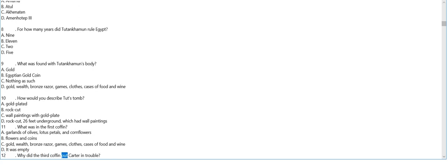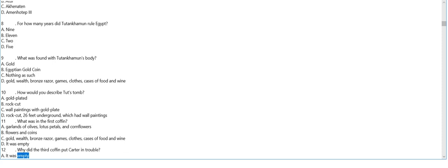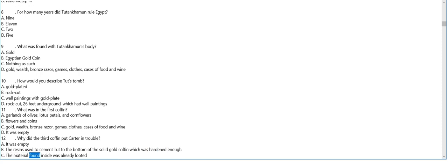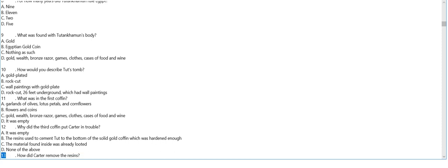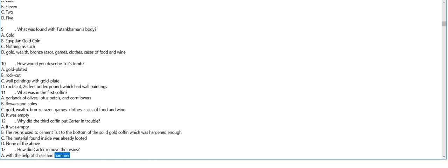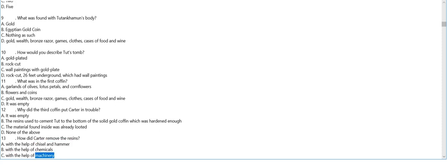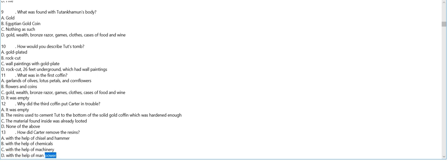12. Why did the third coffin put Carter in trouble? A. It was empty. B. The resins used to cement Tut to the bottom of the solid gold coffin, which was hardened enough. C. The material found inside was already looted. D. None of the above. 13. How did Carter remove the resins? A. With the help of chisel and hammer. B. With the help of chemicals. C. With the help of machinery. D. With the help of manpower.